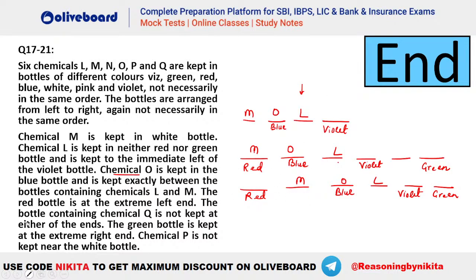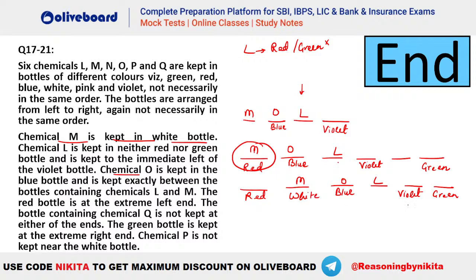What else is given? Let's see. Chemical L is kept neither in red nor green. So L should not be red or green. Okay, this is given here that L should not be red or green. So this is one piece of information we have. M is kept in white bottle. So this is also given that M has to be white bottle. That means this is not possible. So M white will be here.